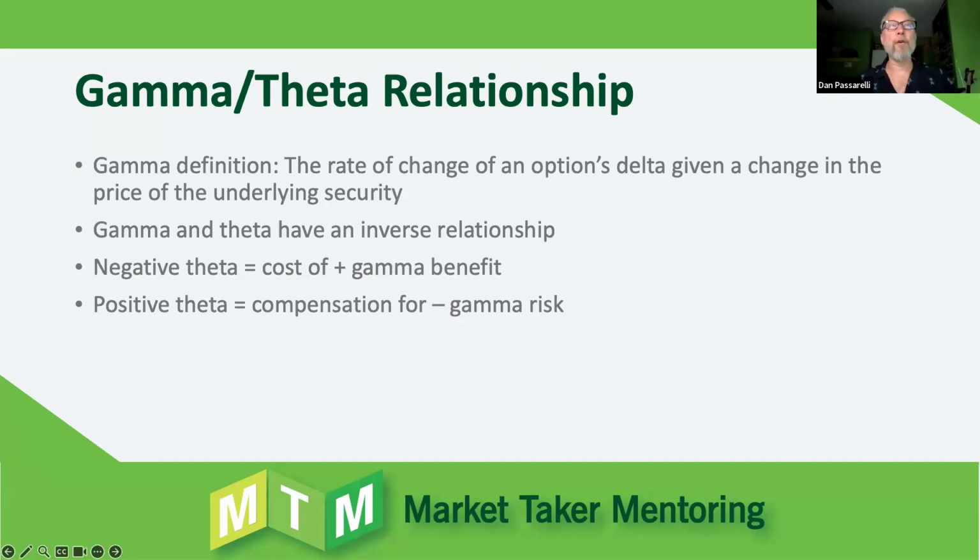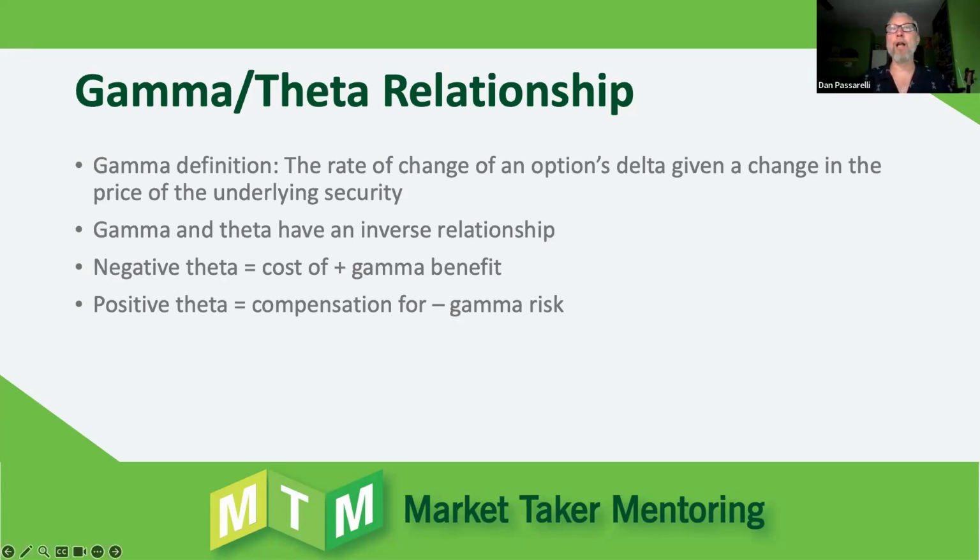Let's wrap up here, though, first with the gamma theta relationship. So again, gamma is the rate of change of an option's delta given a change in the price of the underlying. Well, gamma and theta have an inverse relationship, like I pointed out before. Basically, the best way to think about it is negative theta, like losing money every day on an option position, is the cost of the positive gamma benefit.